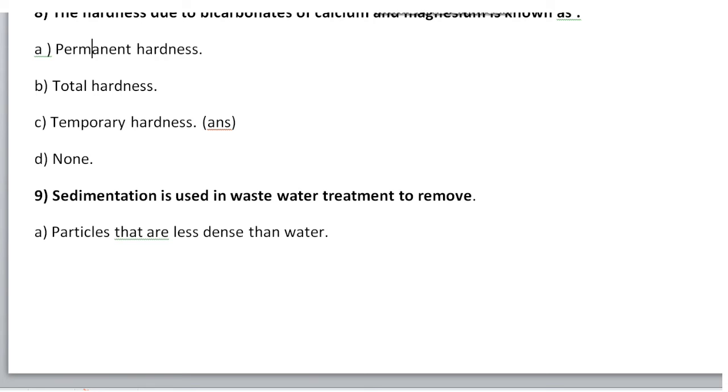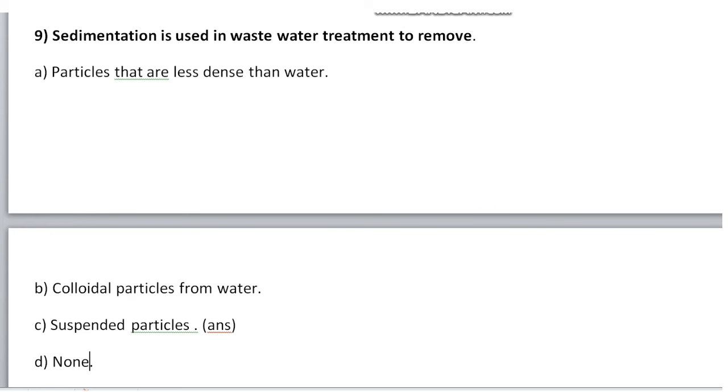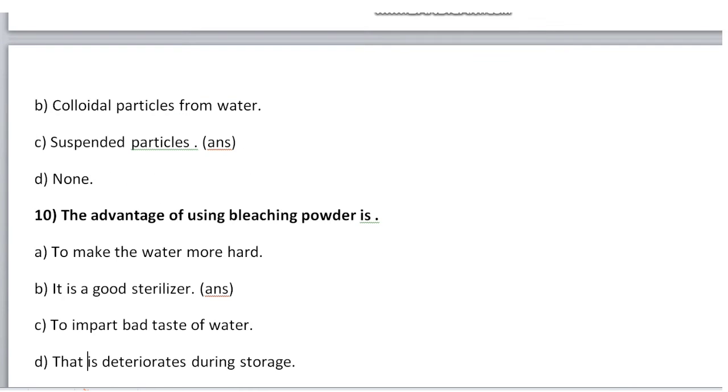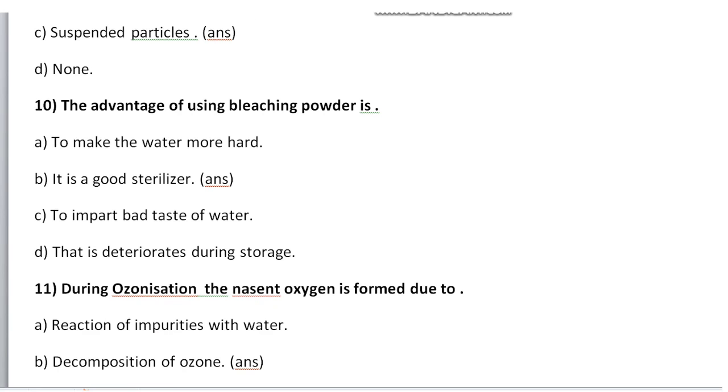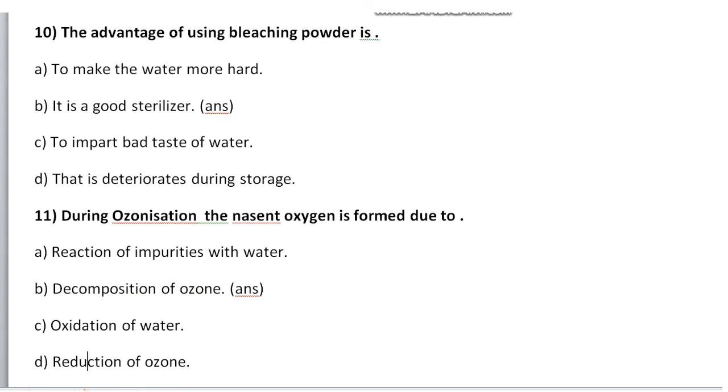Sedimentation is used in wastewater treatment to remove what? Sedimentation is used to remove the suspended particles in water. The advantage of using bleaching powder is that it is a good sterilizer. Therefore, for sterilization, bleaching powder is used.